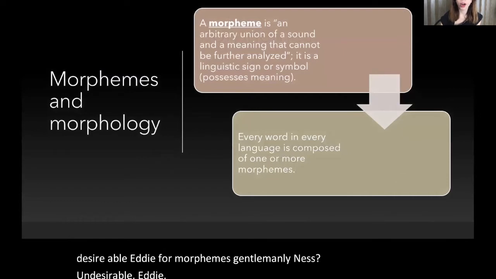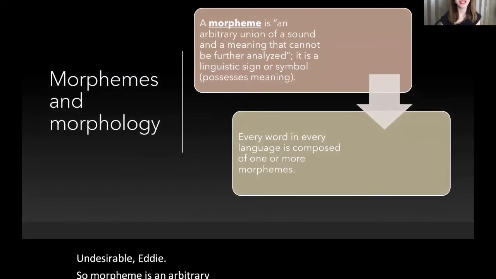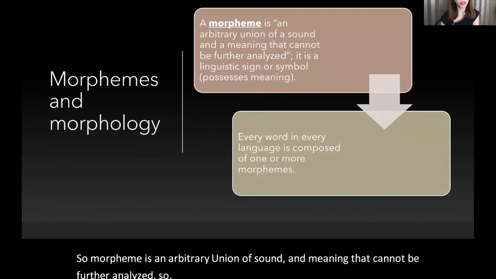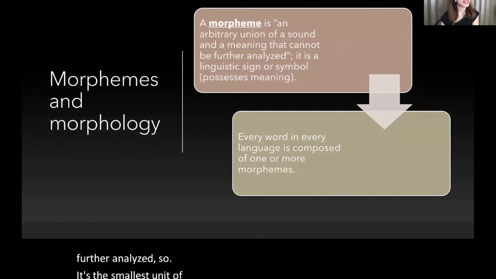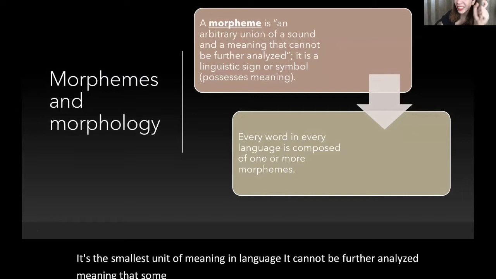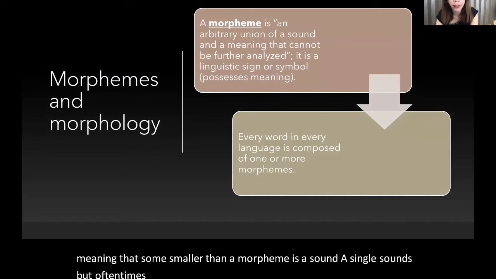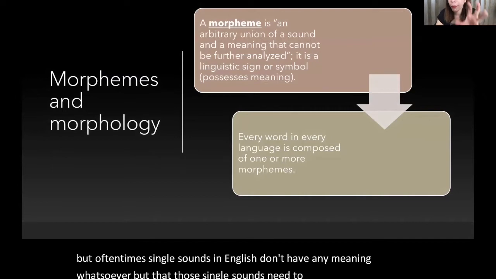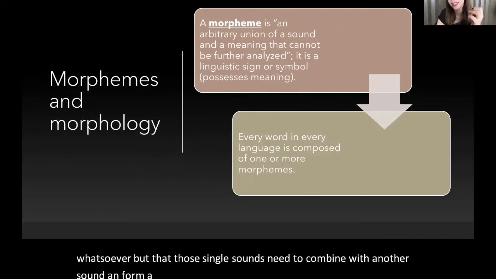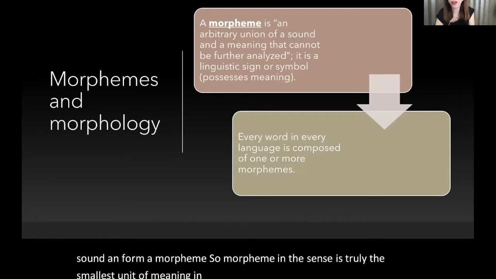So a morpheme is an arbitrary union of sound and meaning that cannot be further analyzed. So it's the smallest unit of meaning in language. It cannot be further analyzed, meaning that smaller than a morpheme is a single sound. But oftentimes single sounds in English don't have any meaning whatsoever, so those single sounds need to combine with another sound and form a morpheme. So morpheme, in this sense, is truly the smallest unit of meaning in the English language. So every word in every language is composed of one or more morphemes.